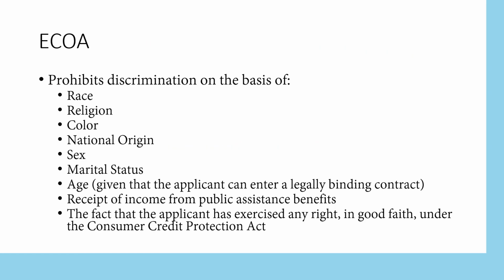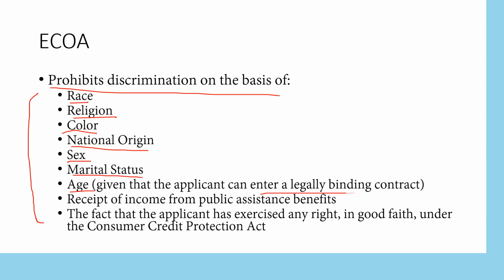What ECOA does is it prohibits discrimination on the basis of 9 factors, and those 9 factors are race, religion, color, national origin, sex, marital status, age given that the applicant can enter a legally binding contract, receipt of income from public assistance benefits, so you cannot discriminate against someone because they receive income from public assistance, and the fact that the applicant has exercised in good faith rights under the Consumer Credit Protection Act.